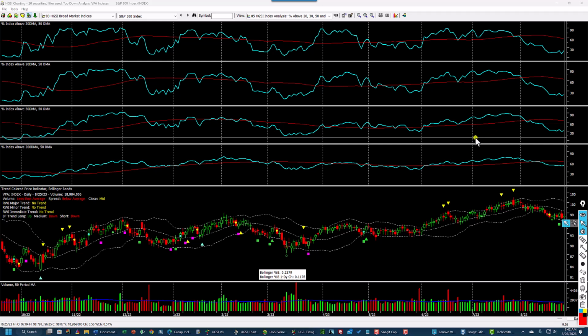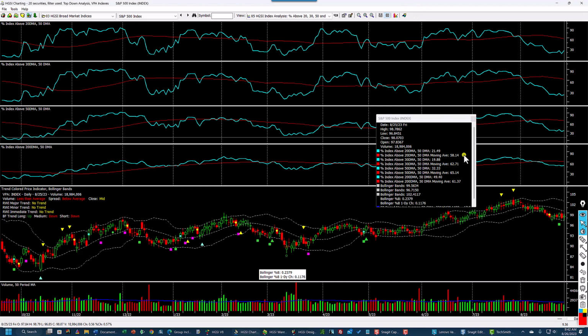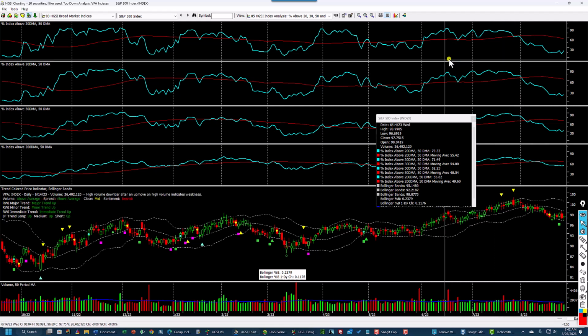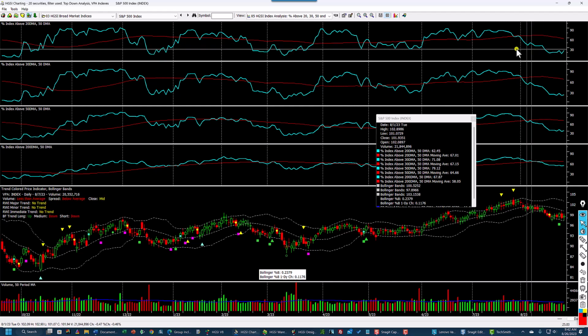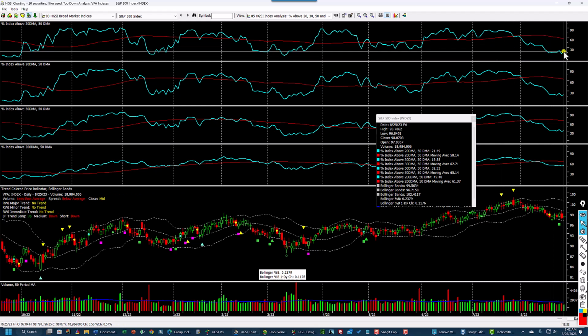Now, if you hit your alternate I key, this brings the information up, and if you're on the last day, it tells you the percentage above these moving averages. And if you go back in time, at the peak back here on the percent above the 20, it was 88.76%, and as the market started rolling over, you can see that number goes down, and it's currently at 21.49. Here it was 12.05. So this is sensitive up here as the market starts moving up.